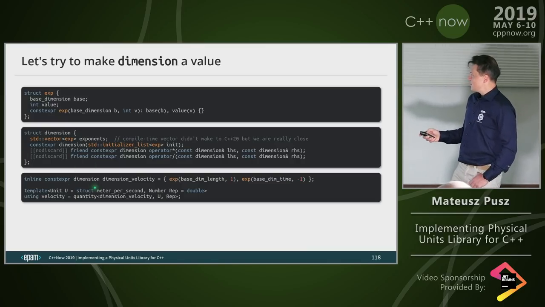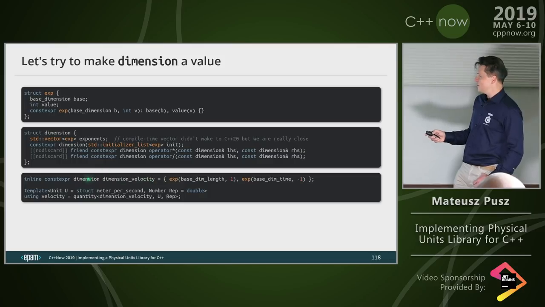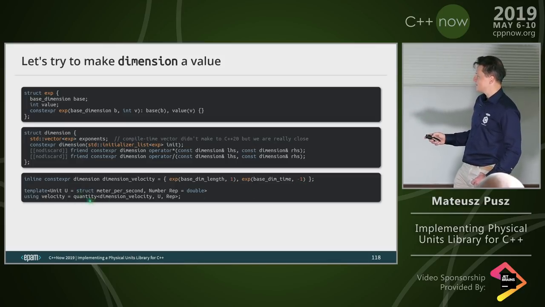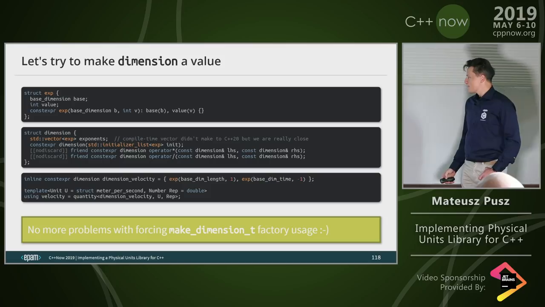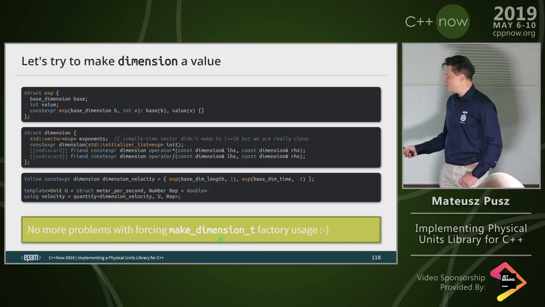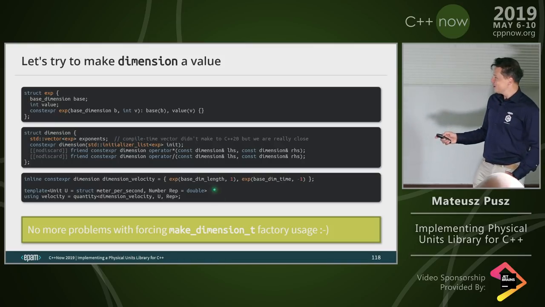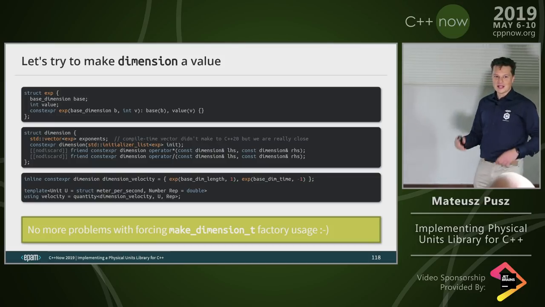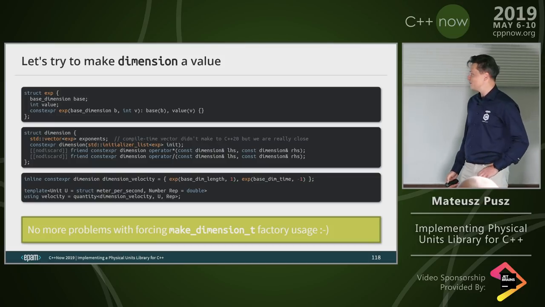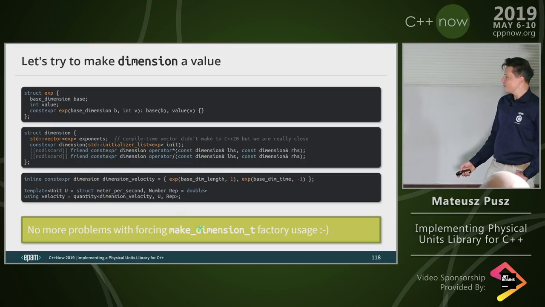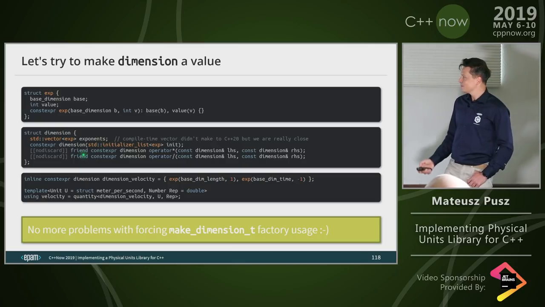With this, we can then write our dimension velocity as just an inline constexpr value of exp base dim length 1, exp base dim time minus 1, and do the same alias. See that we don't have any more problems with forcing the use of make dimension t, which modules actually can help us, because here the constructor and those operators already provide all the stuff that's needed, like sorting and truncating of the types of the elements of the division. So we don't have to use this helper anymore. It's done by this class already.